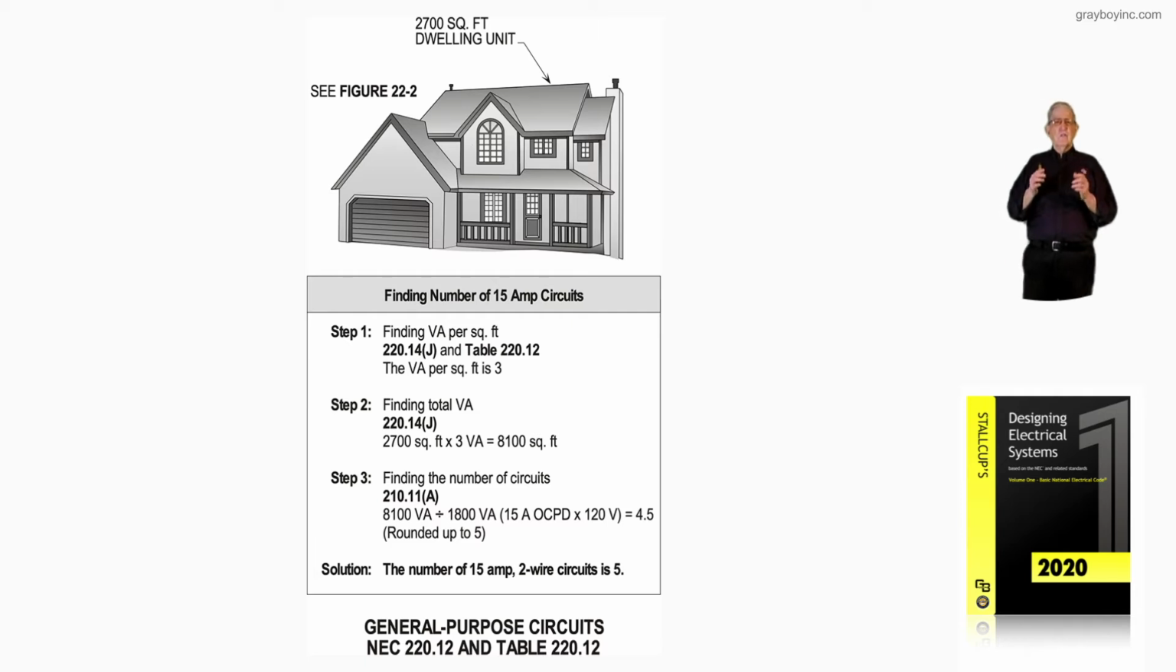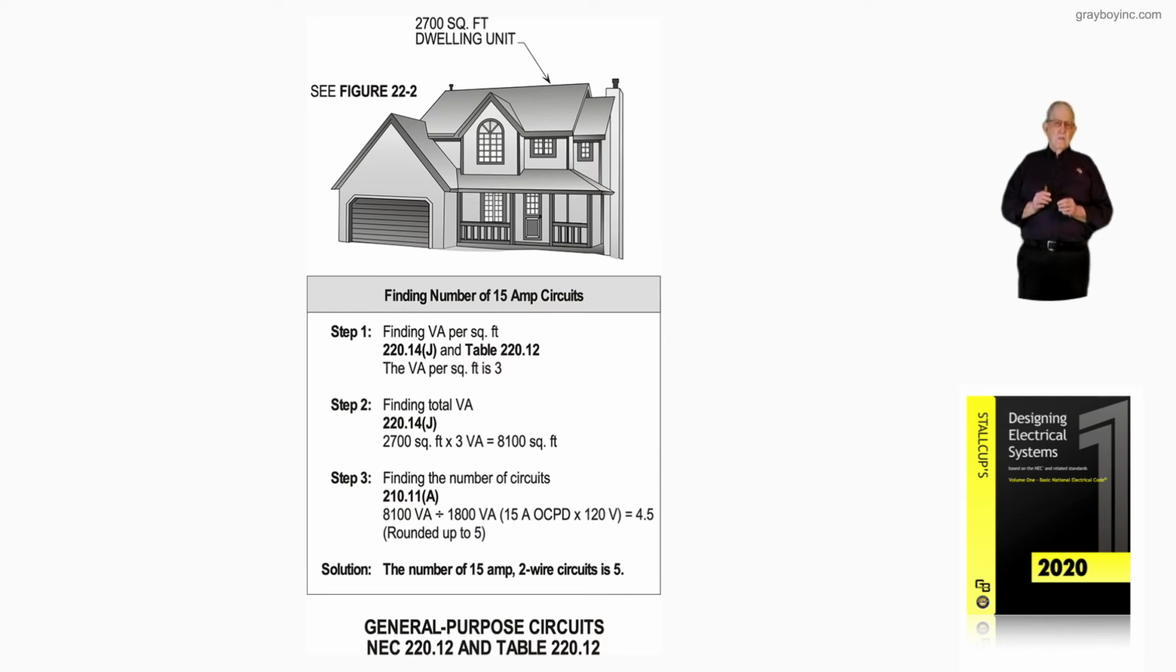220.11 deals with the square footage that we picked up at 2,700 square foot, and naturally that wouldn't include porches and things like that. It would just be the outside dimensions that would give us the square foot area. Step 2, we take the 3 VA per square foot times 2,700 square foot. We come up with 8,100 VA.